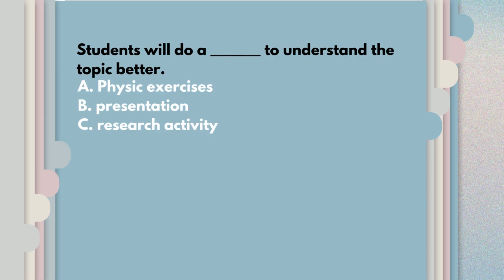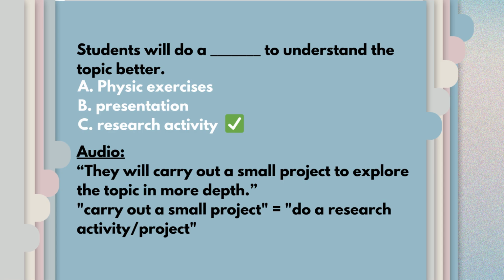Now let's practice a little bit. Listen and answer this question. They will carry out a small project to explore the topic in more depth. Now you have 5 seconds to choose the correct answer. The correct answer is C, because "carry out a small project" can be understood as "do a research activity."